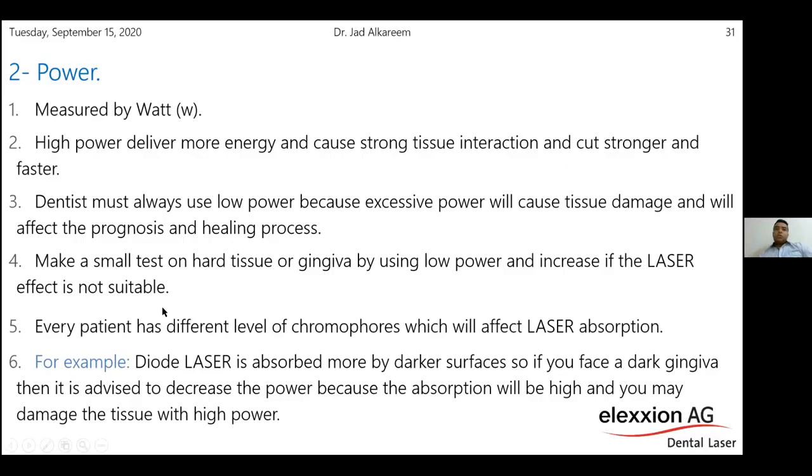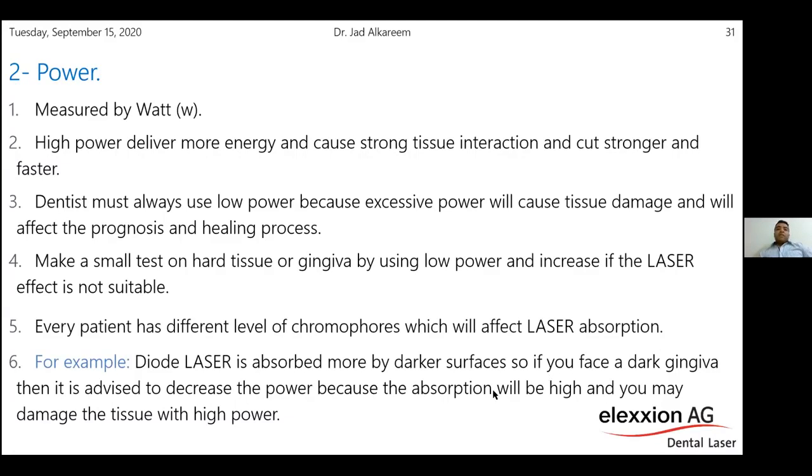So always before starting any laser treatment on any patient, you can just make a very small test on the hard tissue or on the soft tissue, depending on your device, and you can use a low power. If the low power is enough, then you don't need to increase the power for unnecessary reasons. As every patient is different and they have different levels of chromophores in their soft tissue or in their hard tissue, that's why you need to make a small test before starting your treatment.